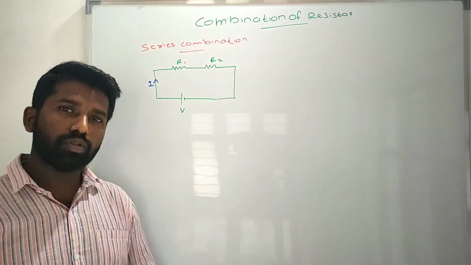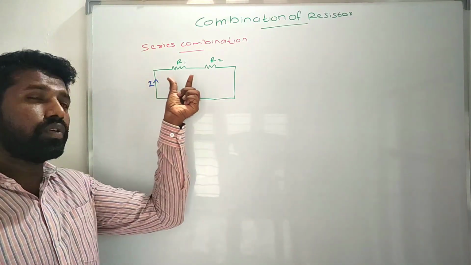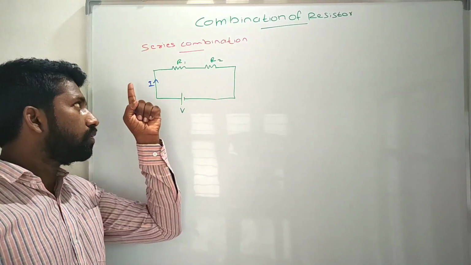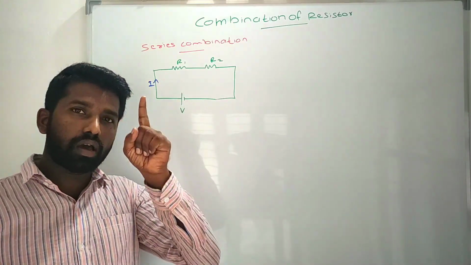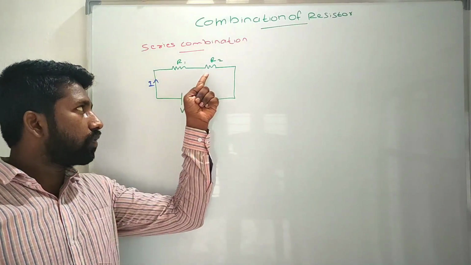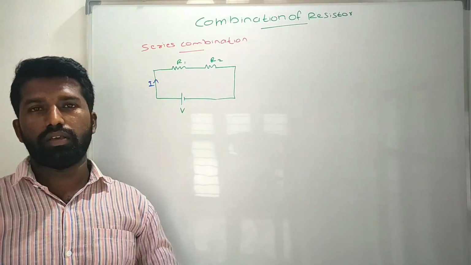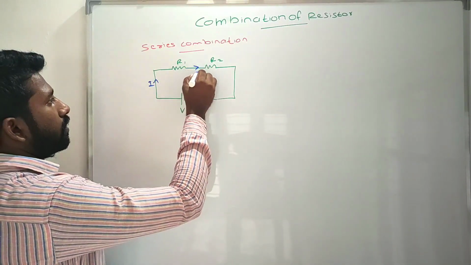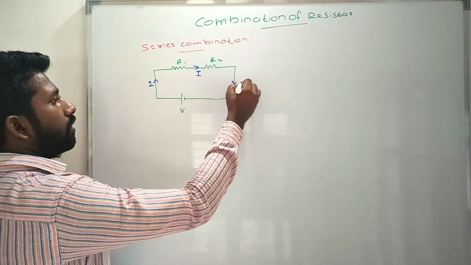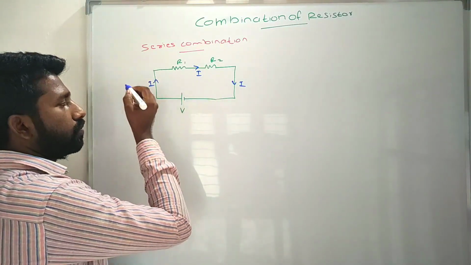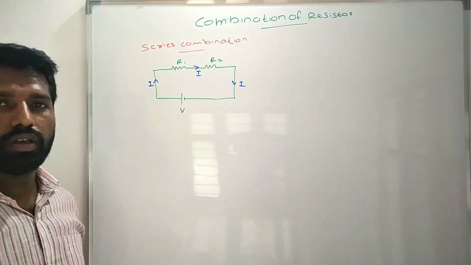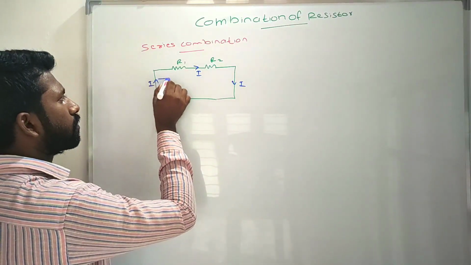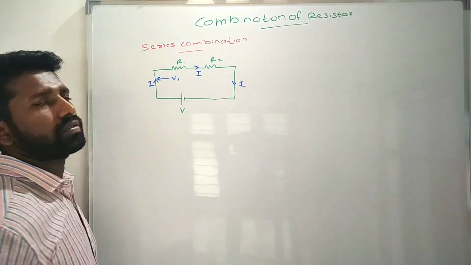For a series combination, the current flowing through each element is the same. So the current flowing through R1 is I and the current flowing through R2 is I. Okay? The same current flows through both.